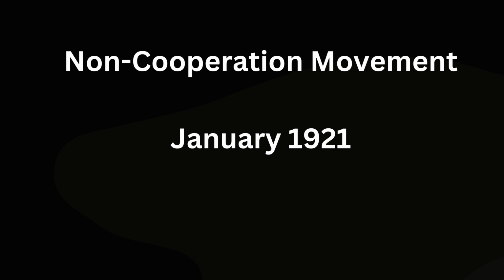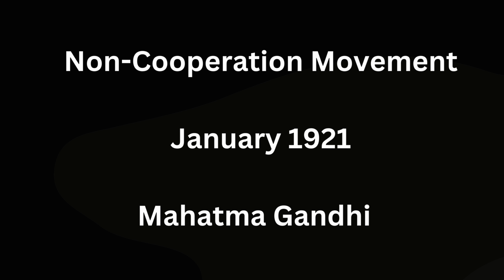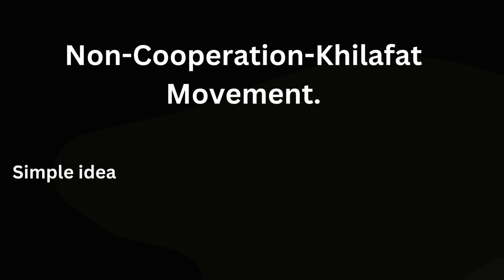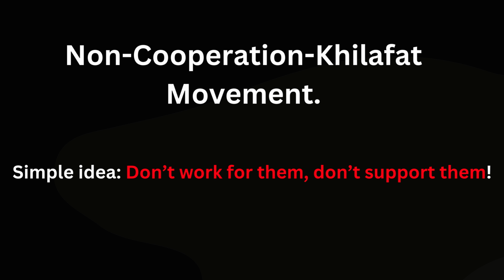The non-cooperation movement started in January 1921 under Mahatma Gandhi. It was combined with the Khilafat movement, so it was also called the non-cooperation Khilafat movement. The goal was to peacefully resist British rule by not cooperating with their institutions. Simple idea: don't work for them, don't support them.